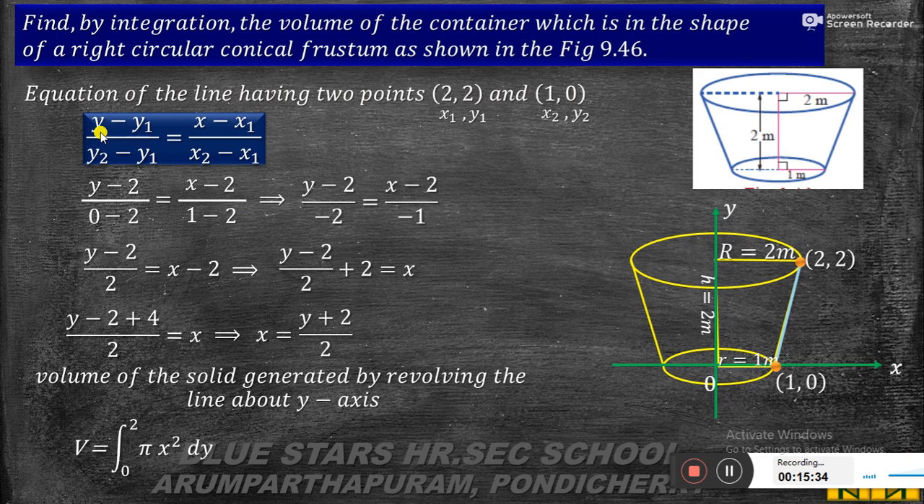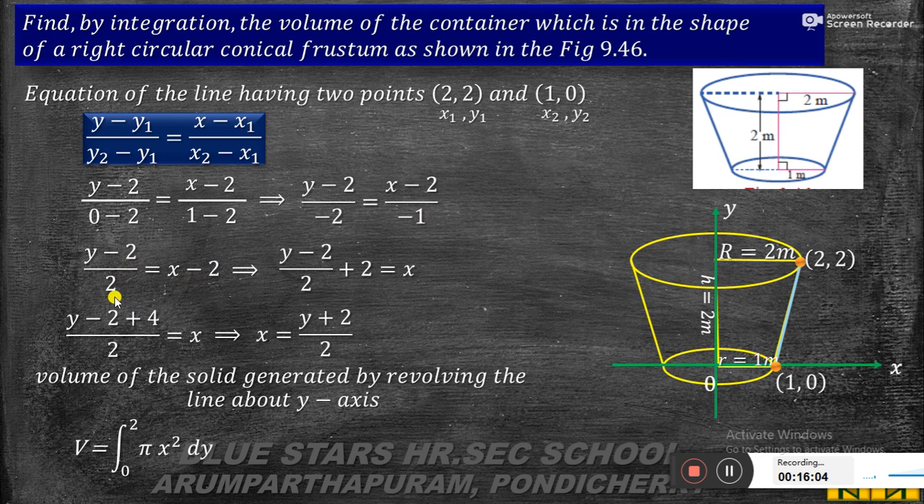The equation of the line is (y minus y1) by (y2 minus y1) equal to (x minus x1) by (x2 minus x1). So this is (2, 2) and (1, 0), that is x1, y1, x2, y2. So (y minus 2) by (0 minus 2) equal to (x minus 2) by (1 minus 2), which implies (y minus 2) by minus 2 equals (x minus 2) by minus 1. In the next step the minus signs in the denominators cancel, so (y minus 2) by 2 equals x minus 2.